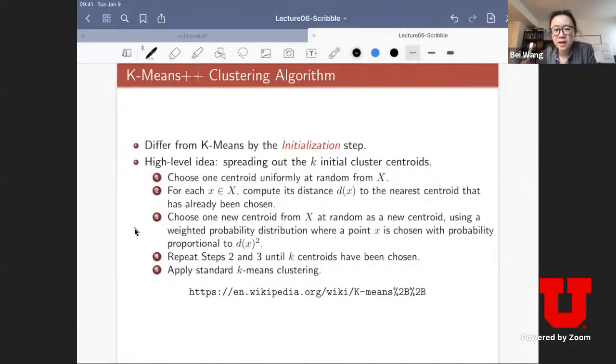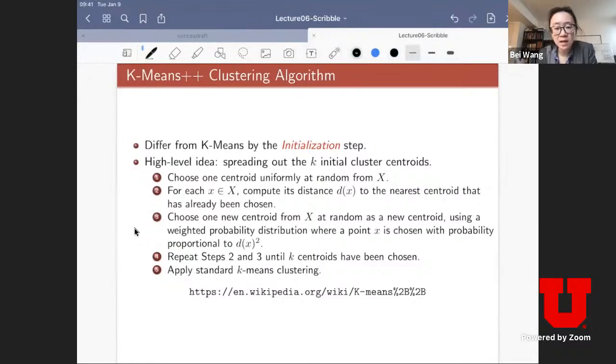So K-means plus plus basically has this stochastic process inside, where really all points can potentially be chosen as a centroid, but I'm going to give high probability to the points that are furthest away from all the other centroids.